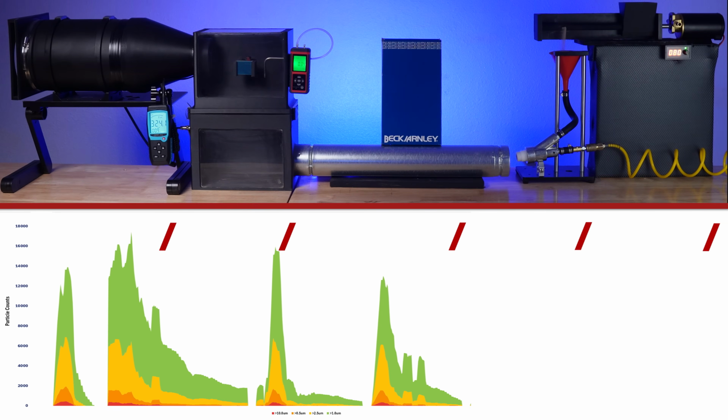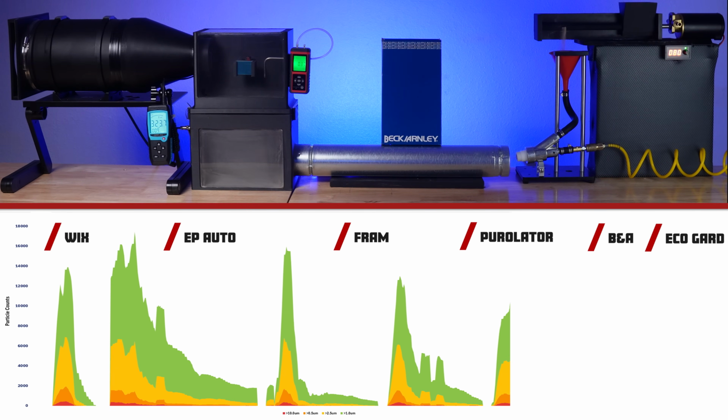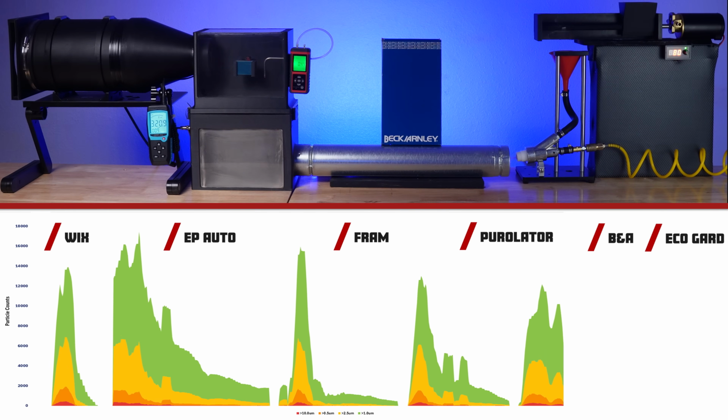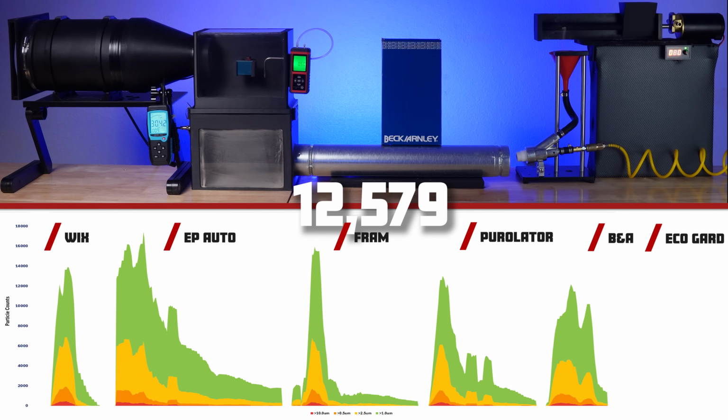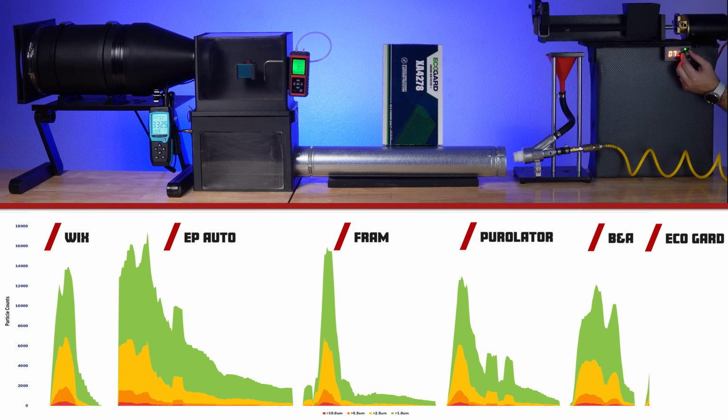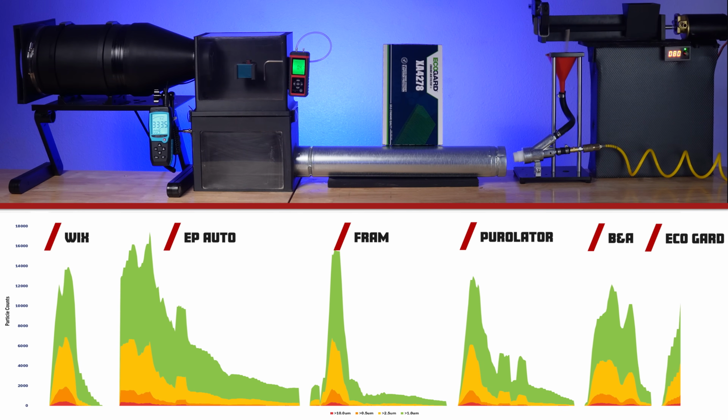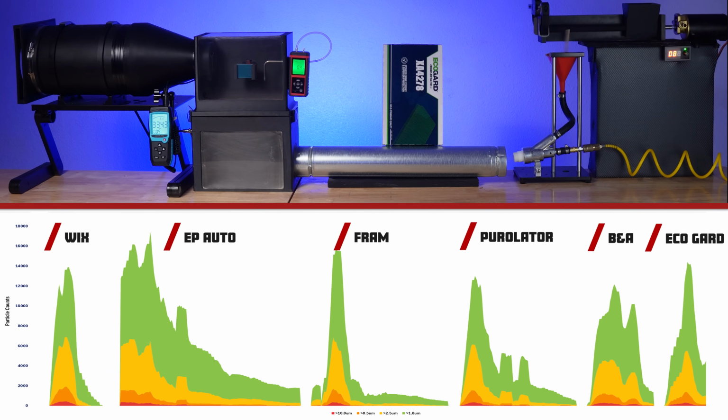The Beck and Arnley did extremely well, taking the lead from the Wix with a particle count of 12,579. And lastly, the cheapest filter, the Echo Guard, with an impressive 14,739 particles.